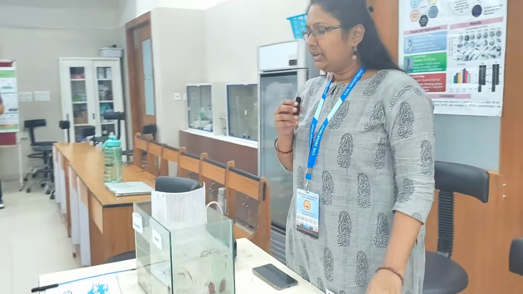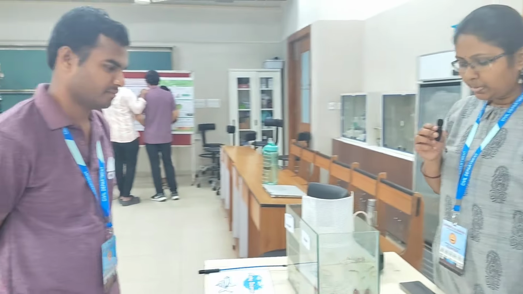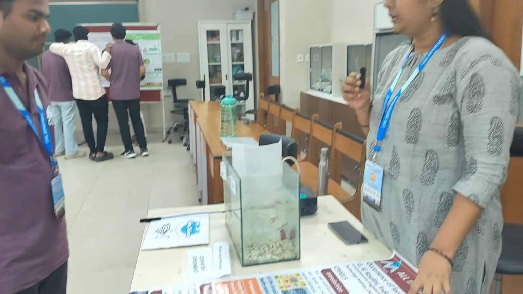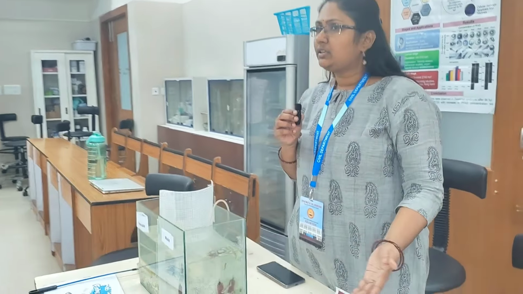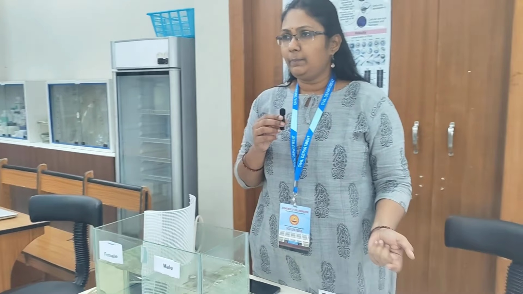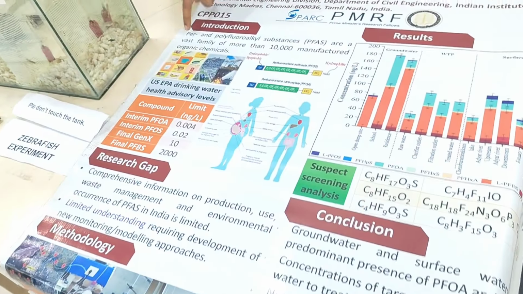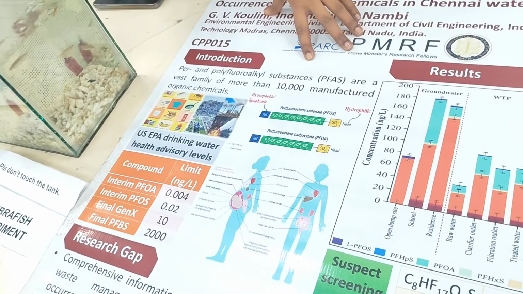Hi. Here we are doing a zebrafish experiment. Zebrafish is a unique fish model because it is 80% genetically similar to human beings. Similar to drug trials where rats, mice, guinea pigs, and monkeys are used, here we are using zebrafish as a model organism. We have chosen a model pollutant, per- and polyfluoroalkyl substances, also known as PFAS.